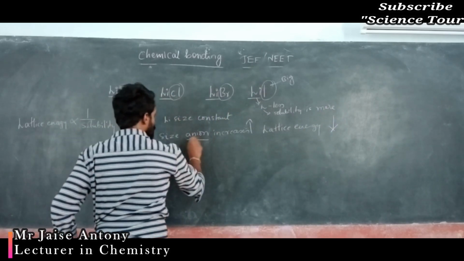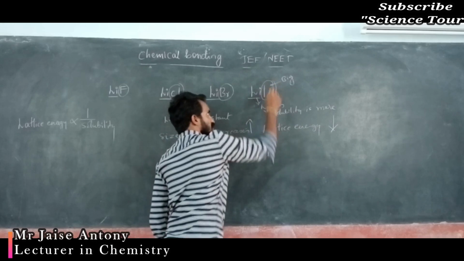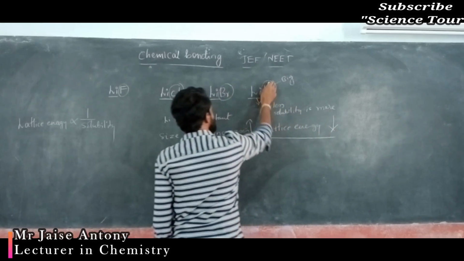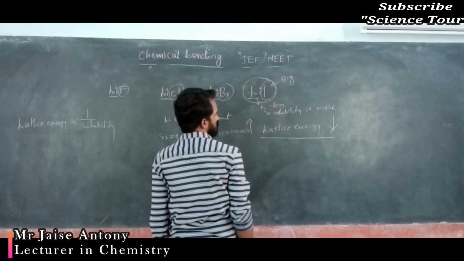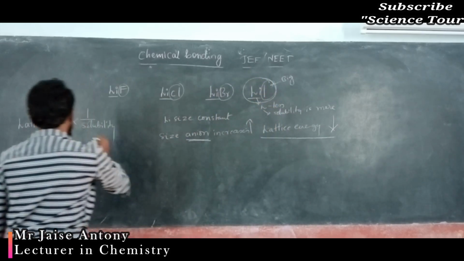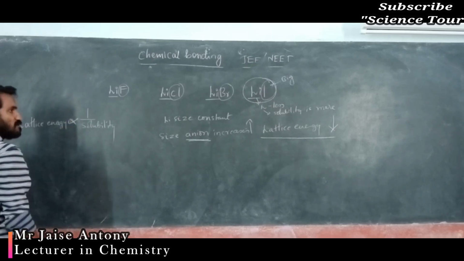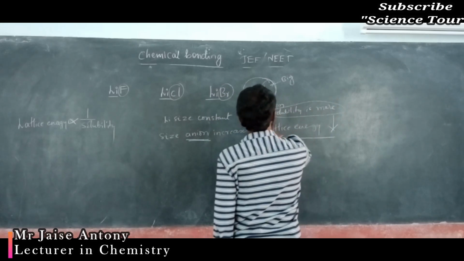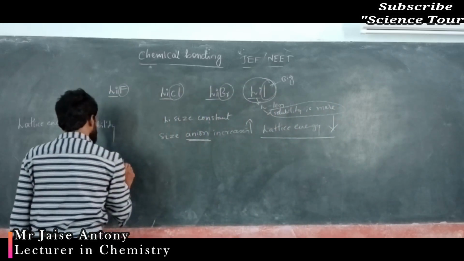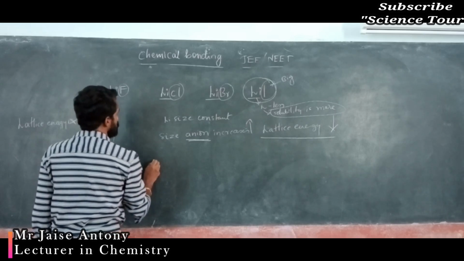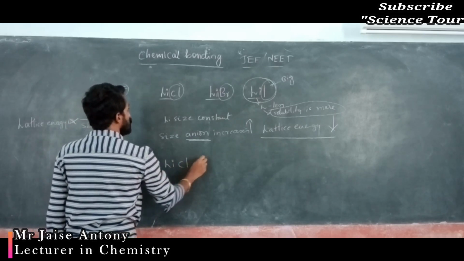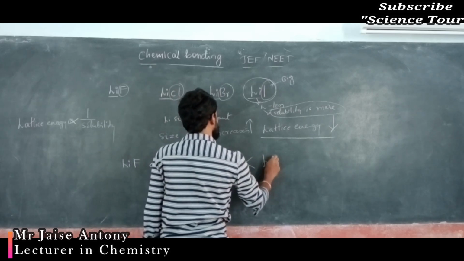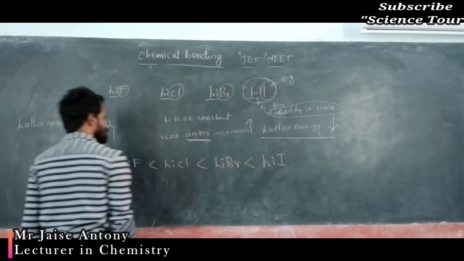Size of anion increases, iodide size is more. Lattice energy of this compound decreases. Lattice energy decreases means, since it is inversely proportional to solubility, solubility should increase. So solubility of lithium iodide is more. So the correct one, which has the highest solubility, my dear students? Highest solubility is lithium iodide.